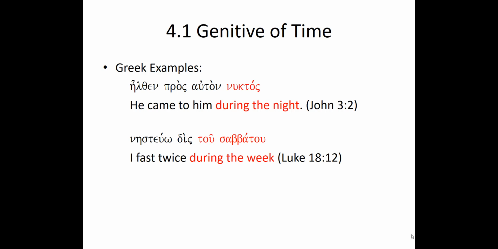Nestuo dis tu sabbatu. I fast twice during the week. And by the way, this word Sabbath can either be a particular day, Sabbath, or refer to a whole week. And in one place, at least, it refers to both in the same verse. That's something to file away for when we do word studies.